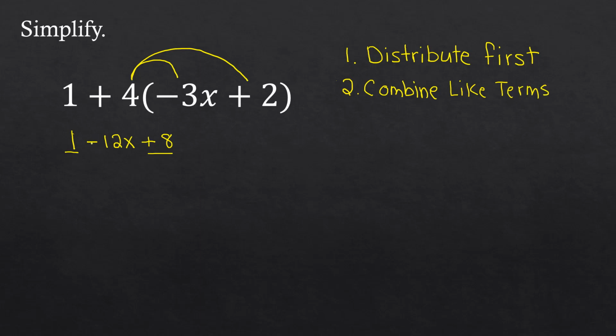So I'm just going to bring down my minus 12x. I'll write it as negative 12x. And again, I have 1 plus 8. That gives me 9. Now that I no longer have any like terms, I am as simplified as I can get with this problem. That's my final answer.